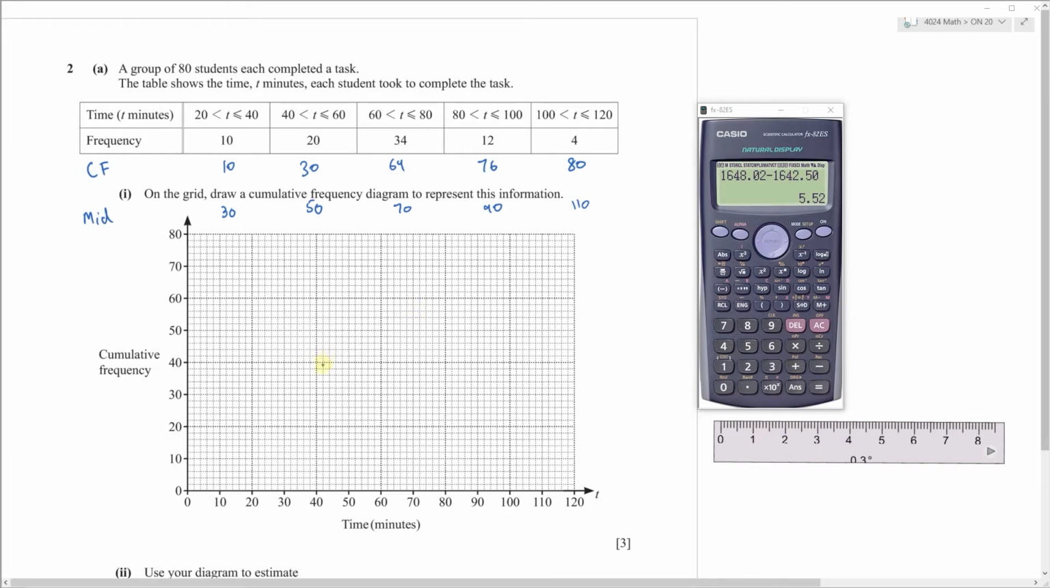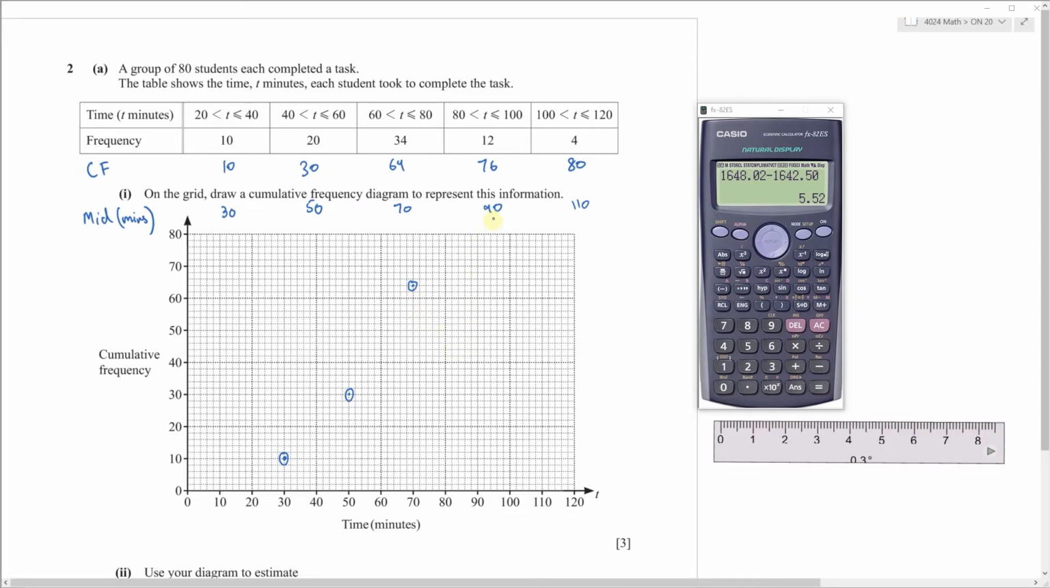So now let's draw the cumulative frequency diagram. So the first value is 30 minutes, which is the mid value. So this is minutes, and this is the cumulative frequency. So 30 and 10 will be this. 50 and 30 will be this point. 70 and 64. So each small block is 2. 60, 62, 64, 66, 68, 70. So this is 70 and 64.